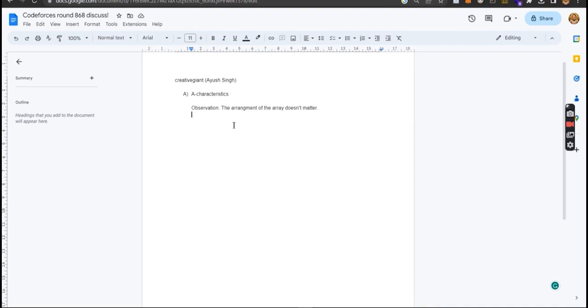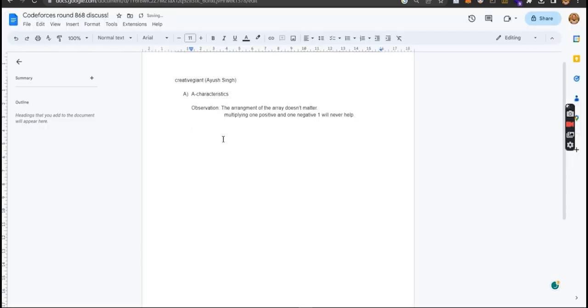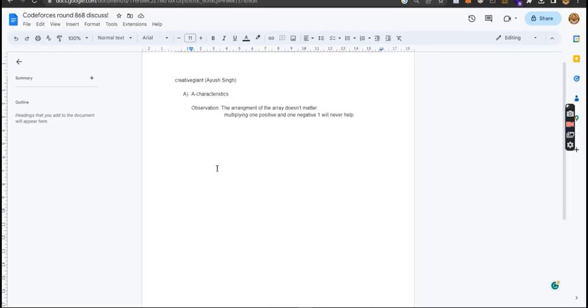Another observation is that multiplying one positive and one negative integer will never help, because the product can never be 1. After this observation, it is pretty easy to solve this problem. As the test cases are small, you can just traverse through the entire array of size n. Let's say n is 7, and you need to construct A characteristics equal to 4.